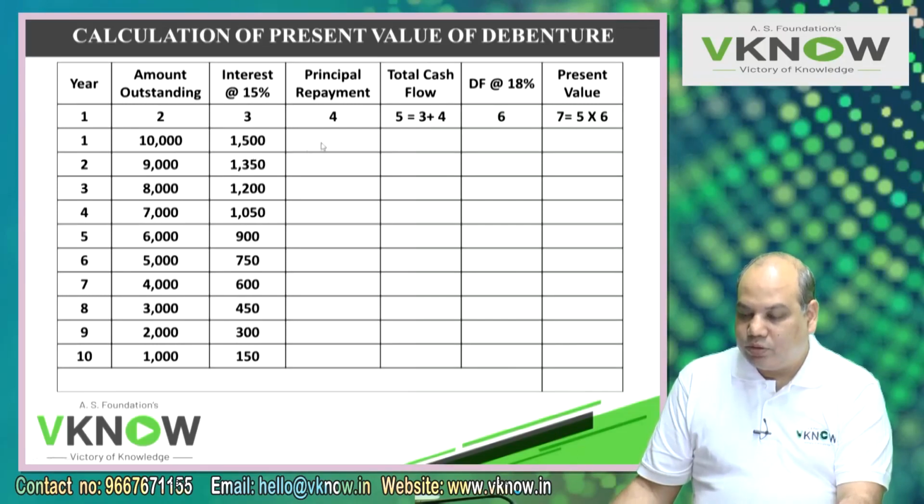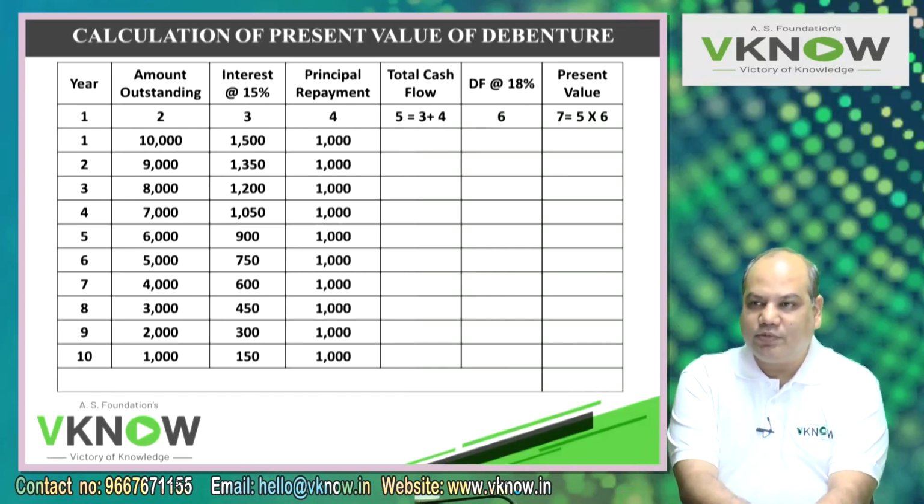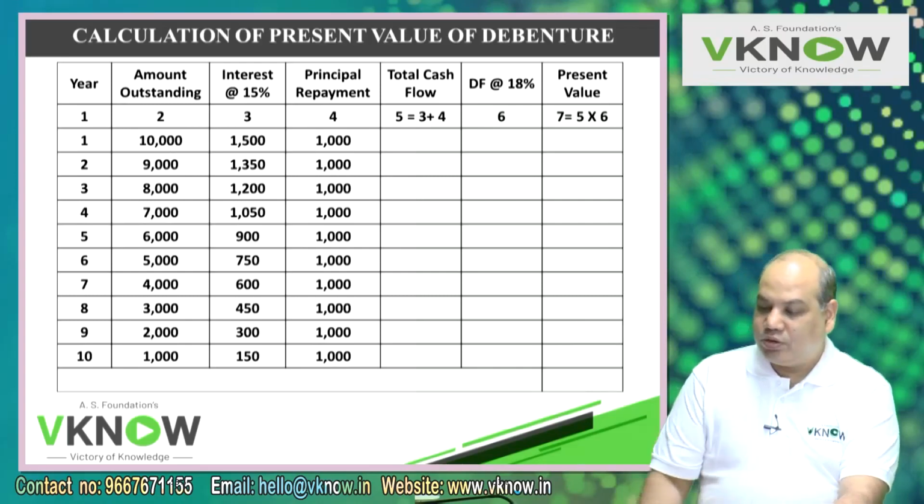Right? Principal repayment is 1,000 rupees 10 times. So just write down 1,000, 1,000, 10 times. 10 times you have written.